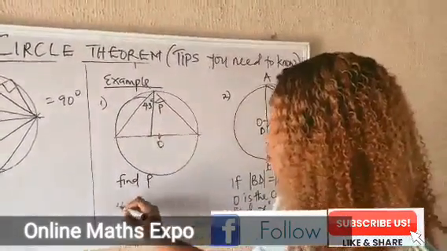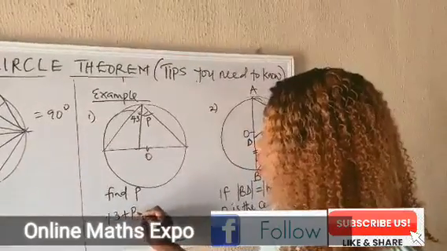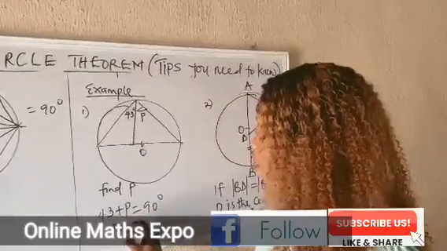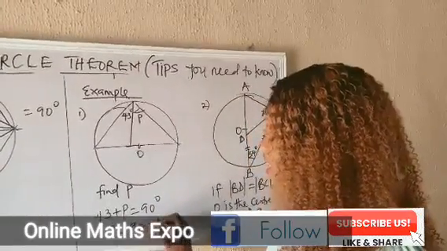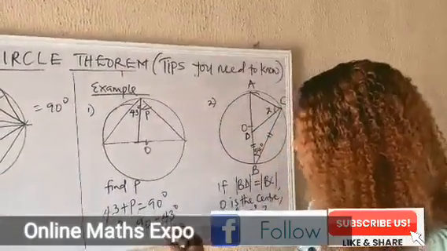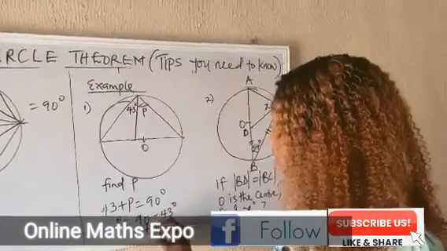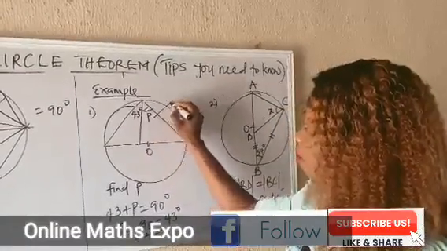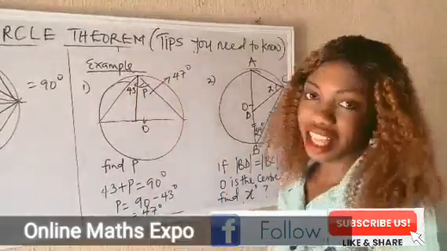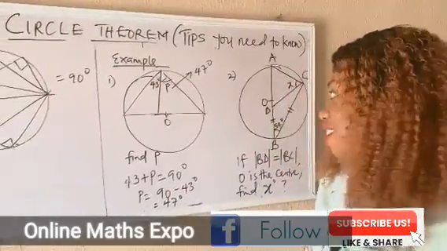So it means that 43 plus P will give us 90 degrees. So our P will now be equal to 90 minus 43. If you subtract 43 from 90, we are going to have 47 degrees. So our P will be 47 degrees, so that when you add the two together, it gives us 90 degrees.